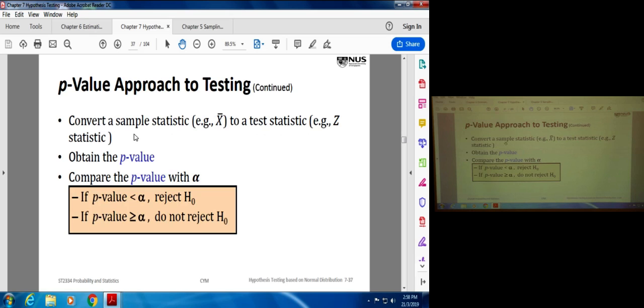So how does it work? The idea is you construct your sample statistic into a test statistic, just as we did before. You obtain the p-value. How you do that is going to be dependent on the associated distribution of the test statistic, and you compare the p-value to your level of significance. If your p-value is less than alpha, you reject, and if it's bigger than alpha, you don't reject. Okay, and the key point, of course, is how you obtain this p-value.